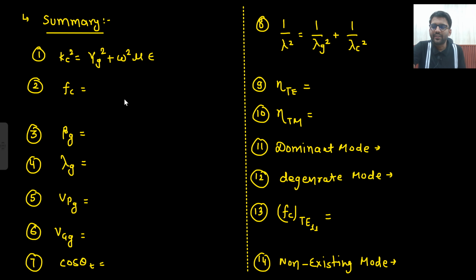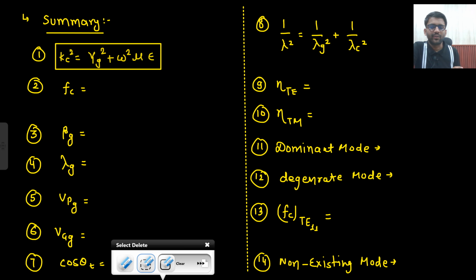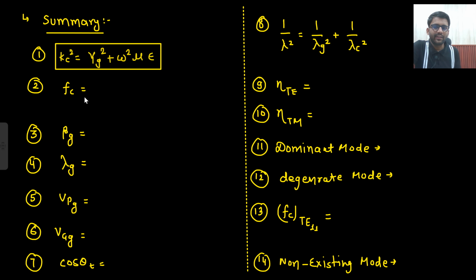Okay. So let's write down the summary. This point I always ask you to remember: Kc square is equal to gamma g square plus omega square mu epsilon. Right? What was your FC? From here only you can see that it would be Kc into Vp divided by 2 pi. Now for TE and TM modes it will be different.